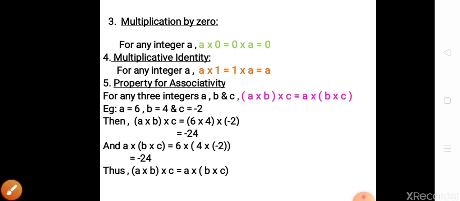Then the last property that we have is the distributive property. Now the distributive property has two parts. The first part goes like this: for any integers a, b and c, a into bracket b plus c will give you a into b plus a into c. So let's understand this better with the help of an example.